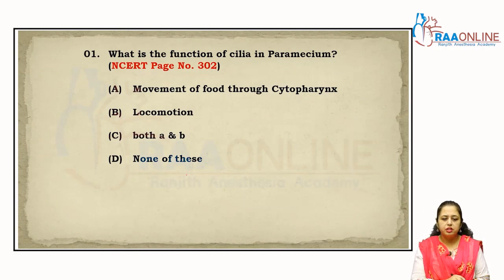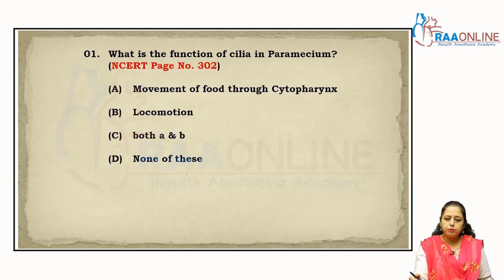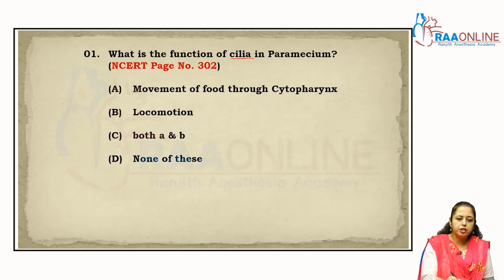Now come to the first question. What is the function of the cilia in paramecium? Actually, in NCERT it is given on page number 302. We know that paramecium belongs to phylum Protozoa, and its cilia help to move the food through the cytopharynx. And second, they are also responsible for locomotion. When we talk about paramecium, that is the slipper animalcule.